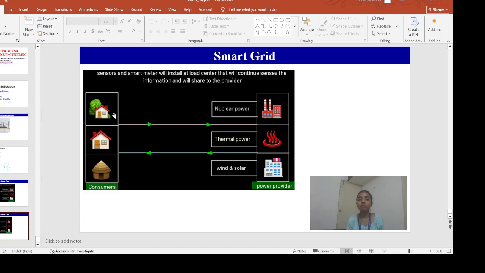Okay, morning time they can increase the electricity consumption. Evening time when the tariff rate is high, they can reduce the electricity consumption. Likewise, they can control their electricity consumption, and accordingly they will send that information to the electricity provider. In that case also, maintaining that electricity consumption is possible. So that is the main advantage of your smart grid system.